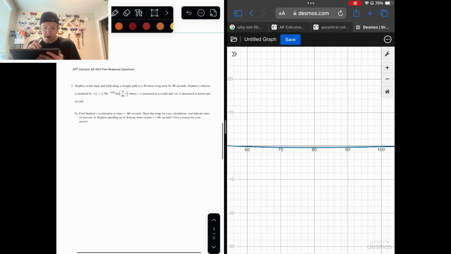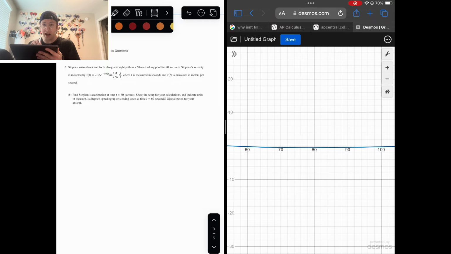Let's go to part B. Find Steven's acceleration at t is equal to 60 seconds. Okay, so find the acceleration, show setup for your calculations, and indicate units of measure. Then, is Steven speeding up or slowing down at t is equal to 60 seconds? Give a reason for your answer.